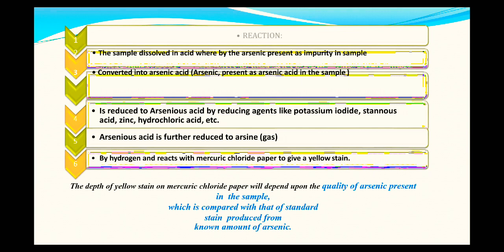The arsenic impurity present in the sample is first converted into arsenious acid by the action of reducing agents like potassium iodide, zinc, hydrochloric acid and stannous chloride solutions. Then the arsenious acid is reduced to arsine gas by the action of nascent hydrogen, which is produced by the reaction between zinc and hydrochloric acid. Third, the liberated arsine gas reacts with mercuric chloride paper and forms a yellow stain.